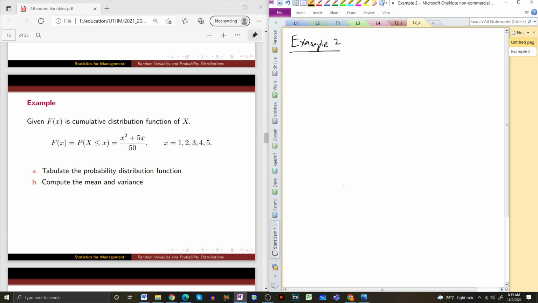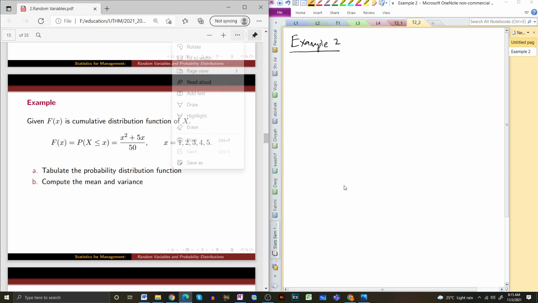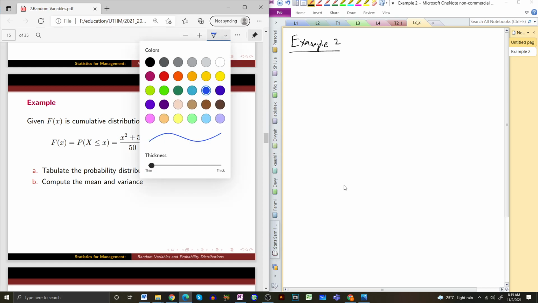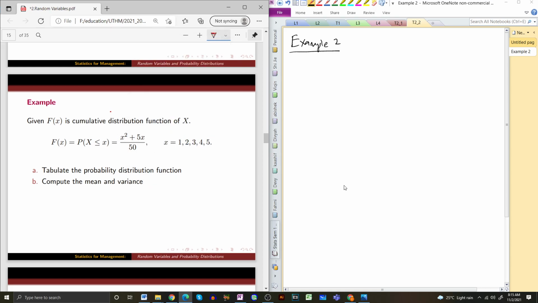Now in the second example, if you notice here, given capital F is a cumulative CDF, given this is your CDF. CDF means cumulative distribution function. I just write it as CDF. This is your CDF. Tabulate a probability distribution function, PDF.